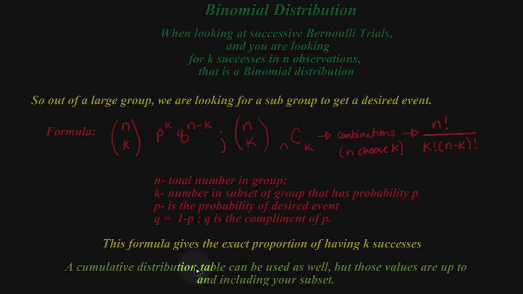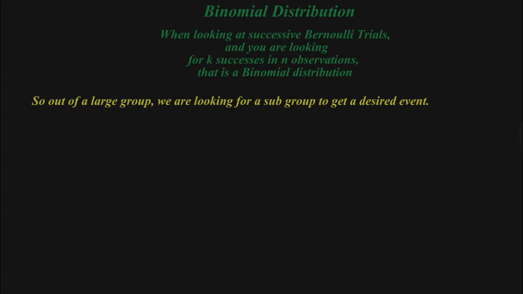But that's basically it for binomial distribution. Again, we're looking at Bernoulli trials, success or failure, 0 or 1. And we're looking out of a larger group, k number of successes, knowing the probability. And finally, you can calculate the mean and the variance for binomial distribution. To calculate the mean, it's just the product of the number of observations total times the probability. And to calculate the variance, that's just going to be n times p times the complement of p, q. So n times p times q, where q is 1 minus p.